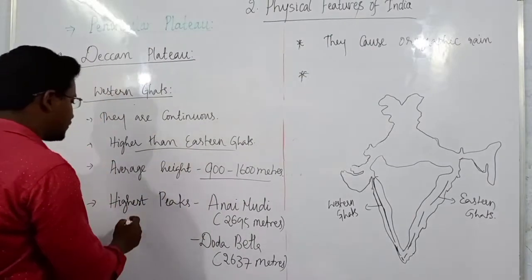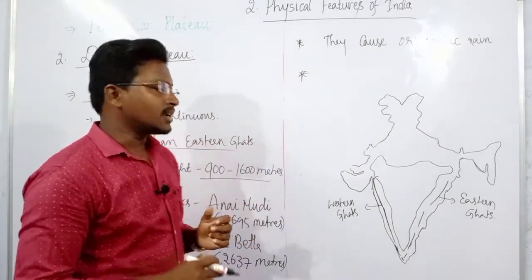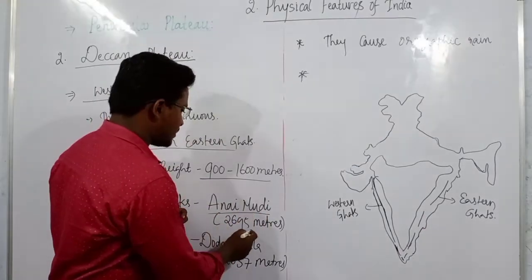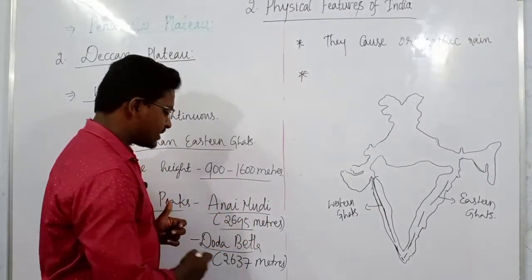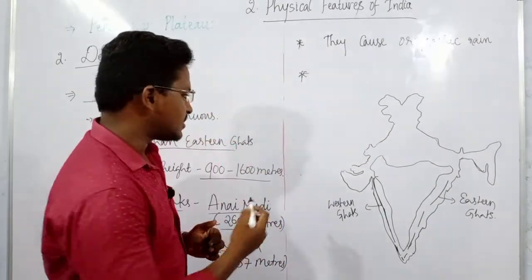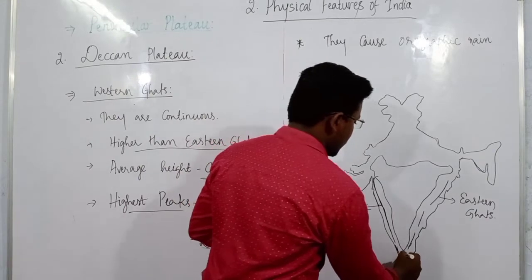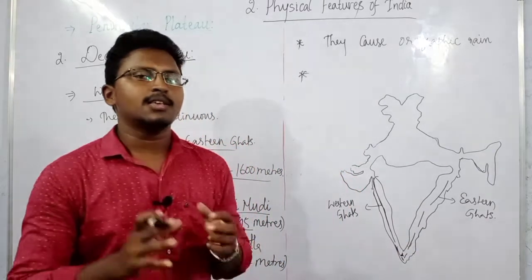Some of the prominent peaks, the highest peaks in the Western Ghats, are Anaimudi with a height of 2695 meters, and Doda Betta with a height of 2637 meters. This prominent Anaimudi is located somewhere here, which is part of Kerala.